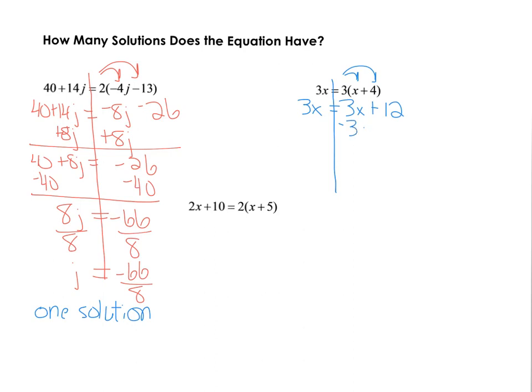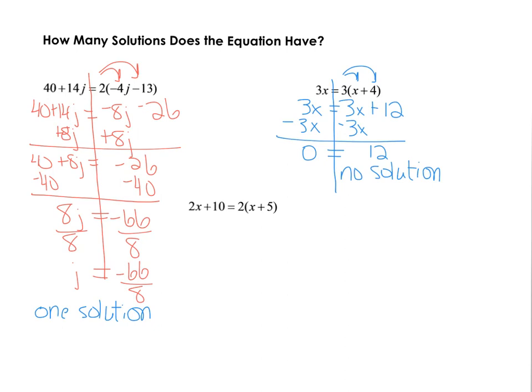So I'm going to subtract my 3x from both sides. I get 0 equals 12. So my variable went away, and I get this statement that says 0 equals 12. Well, how often does 0 equal 12? Never. If you get a statement that is not true, your answer is no solution. That means there is nothing that you can plug into this equation and get a true statement.